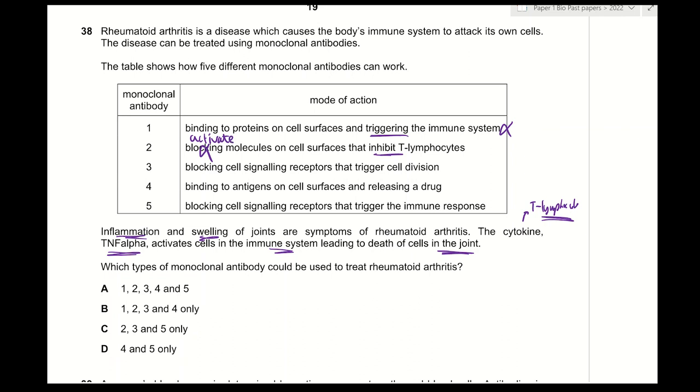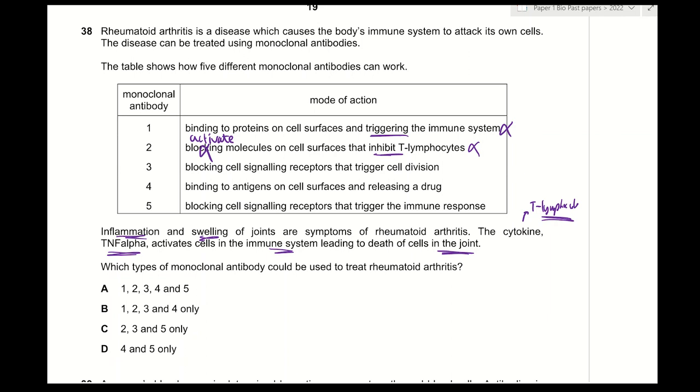The reason for this is because we just said that it's the T lymphocytes that release the cytokines. And if you stop the production of T lymphocytes, this means that the cytokines are going to decrease. This means that the immune system is going to be stimulated less, and that's what we want. So this is incorrect.